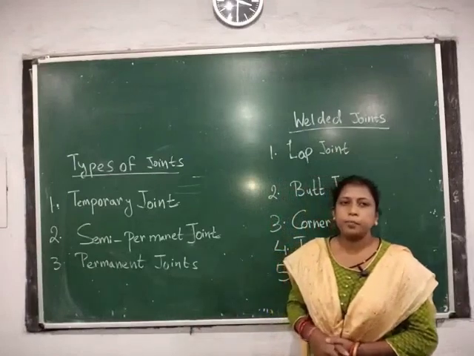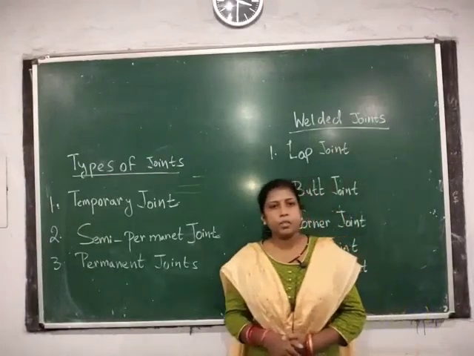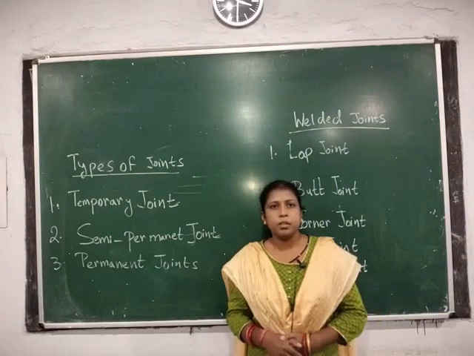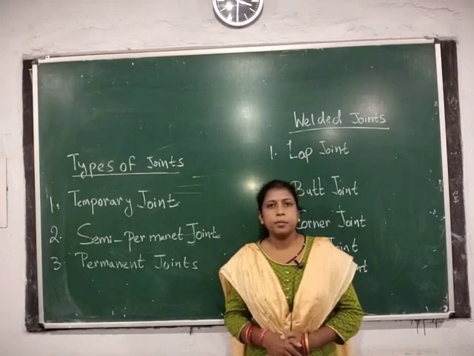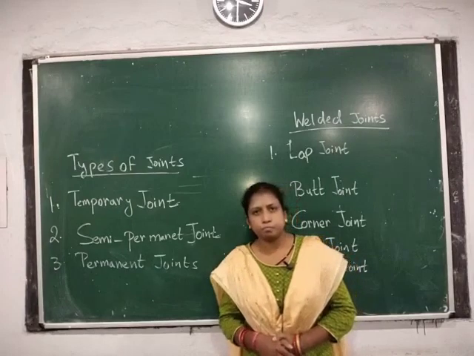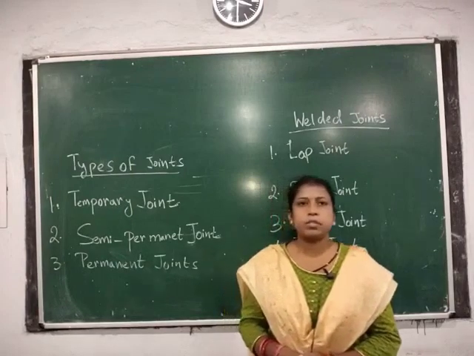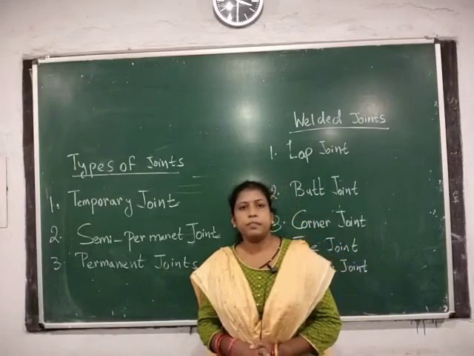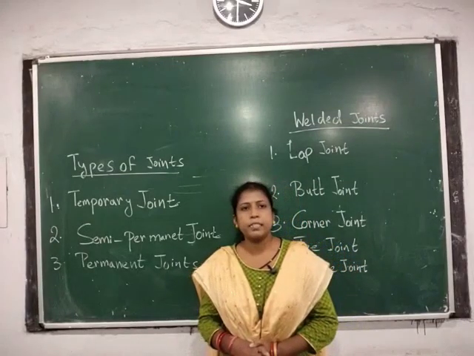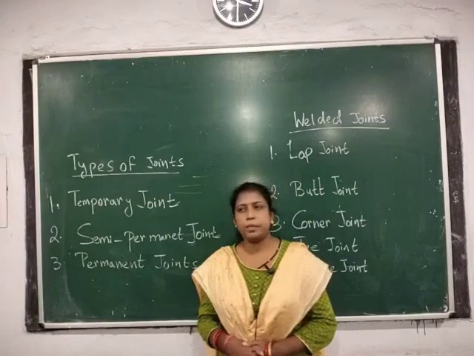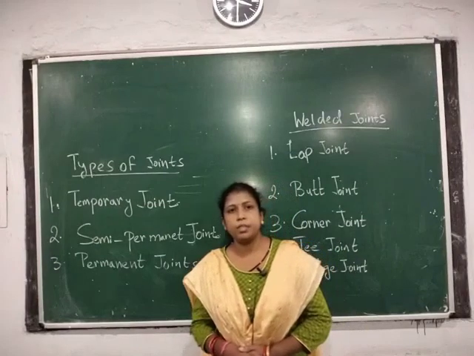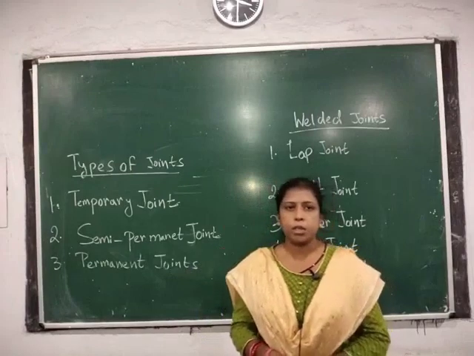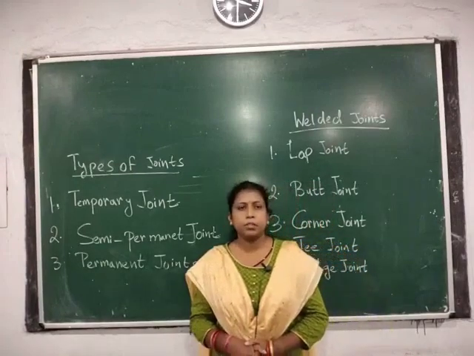So what is a temporary joint? A temporary joint is nothing but a joint which can be disassembled without breaking the material. So this can be reused any number of times at any different places. So what are the examples of temporary joints? The examples of temporary joints are nut and bolt joint, knuckle joint, flange joint, cotter joint.